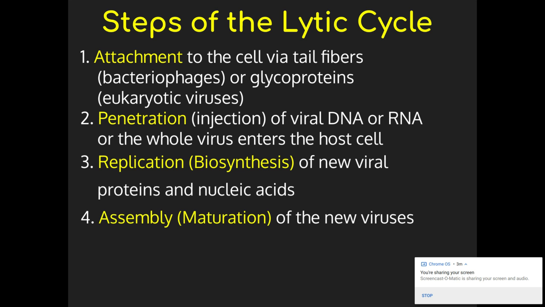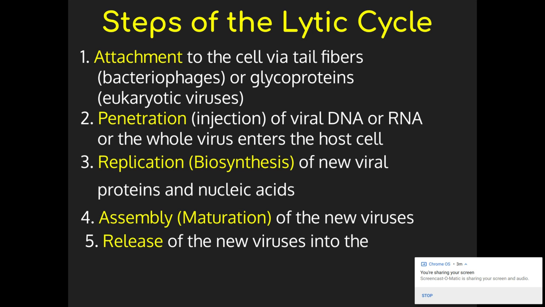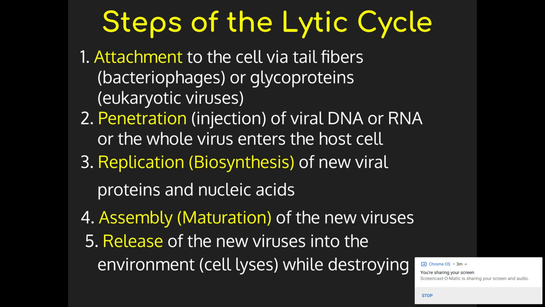Step 4 is the viruses are actually going to assemble and they're going to mature. All the pieces are going to be put together. And then step 5, why it's called a lytic cycle, it's going to reach its burst size in which all the viruses release from the host cell. And that usually destroys the host cell.